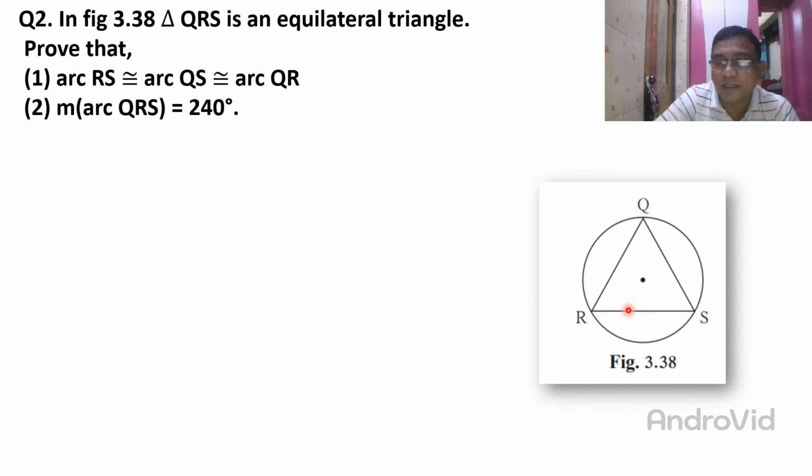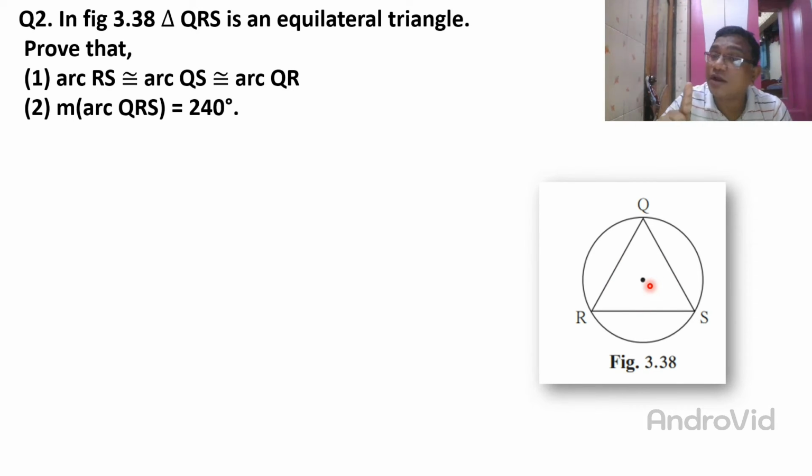It is very easy to prove that the three arcs are congruent, because there is a theorem that if the chords are congruent, then the corresponding arcs are congruent. See, this is the triangle QRS. Which are its sides? QR, RS and QS. This QR is a chord, this RS is a chord, and this QS is a chord. So these three chords are congruent.